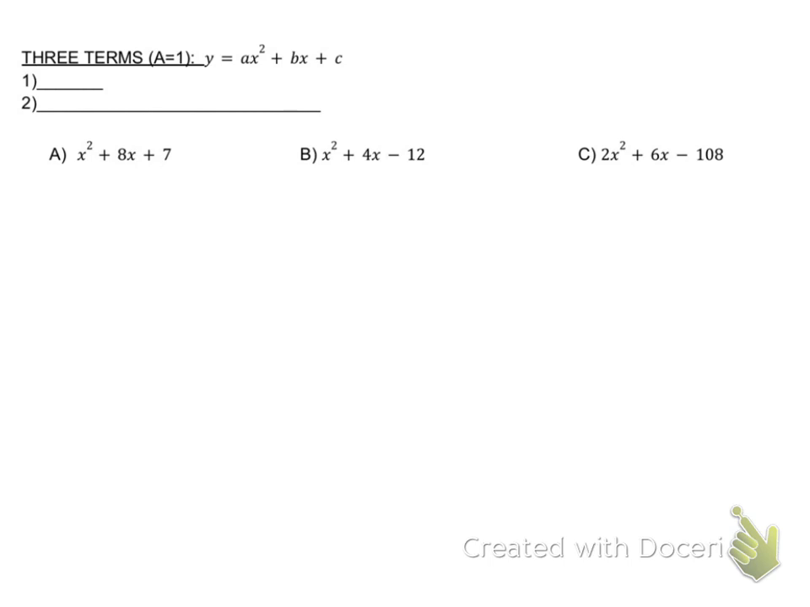3 terms when A equals 1. Okay? Our first step whenever we factor is what? GCF. Always GCF. Okay? Now, we have 3 terms. If we identify that A equals 1, we're looking for 2 factors of C that add to give us B.